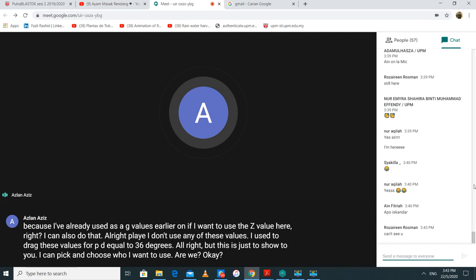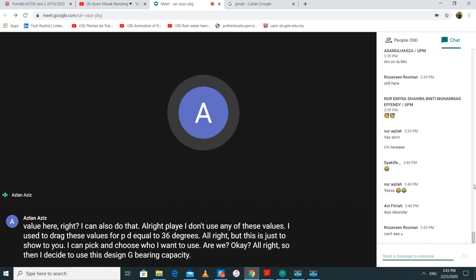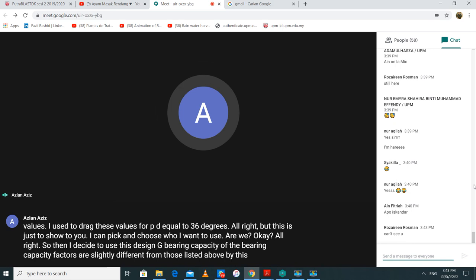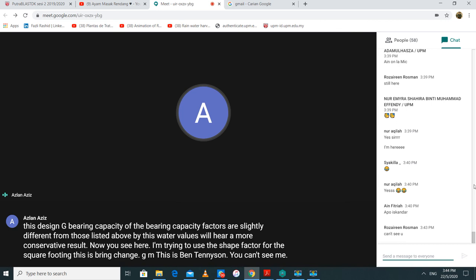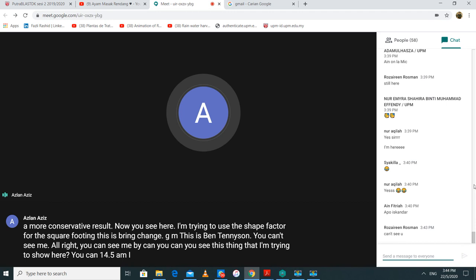So then I decide to use this. The Terzaghi bearing capacity factors are slightly different from those listed above, but these quoted values will yield a more conservative result. Now you see here, I'm trying to use the shape factor for the square footing. This is Brinch-Hansen. You can't see me, but can you see this thing here? I'm trying to show here. Figure 14.58. S sub C, S sub Q, S sub gamma.